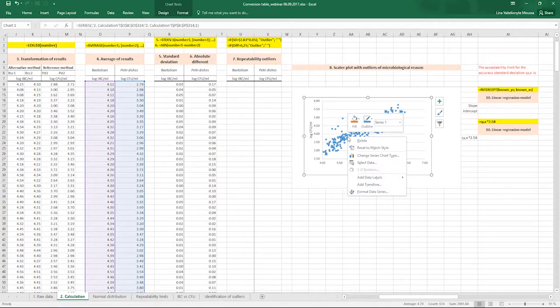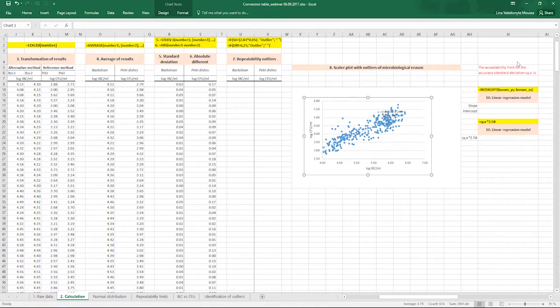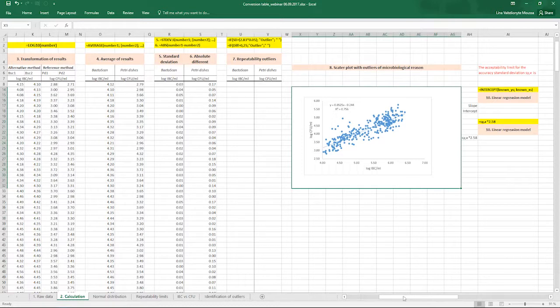The next step is to add a trend line. We can choose to display equation and display R squared, and the trend line should be linear. Move the formula here. So here is how our data look now.